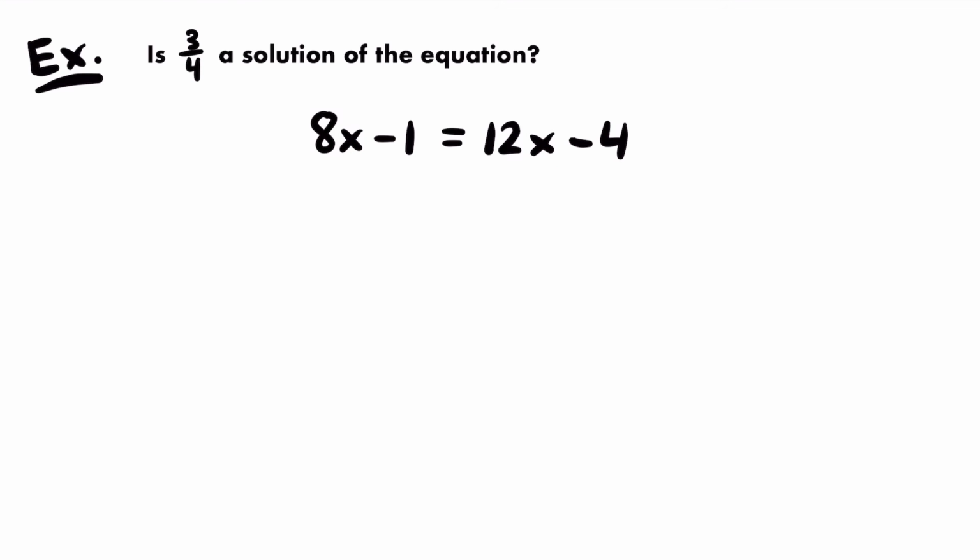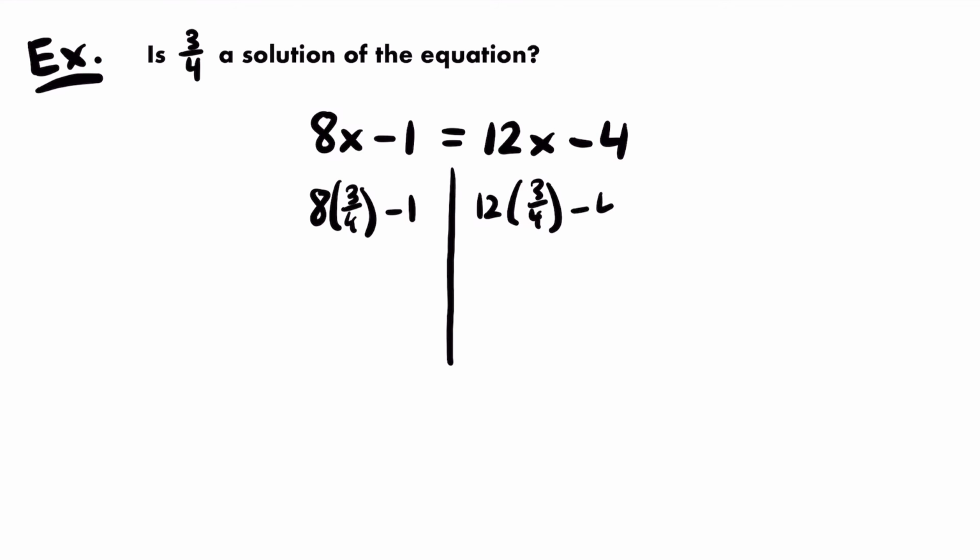Now before we do that, make sure to locate your equal sign. And if it helps you compare the two sides of the equation, you can draw a divider like this. And now let's work on checking if we have a solution here or not. So we'll plug in 3/4. So we have 8 times 3/4 minus 1, and then 12 times 3/4 minus 4.